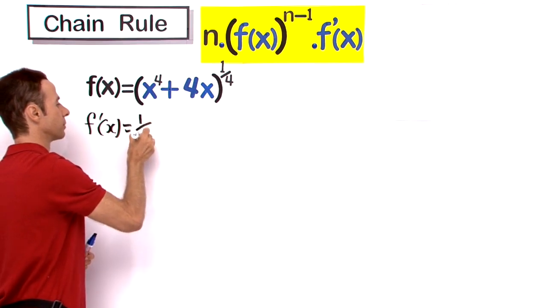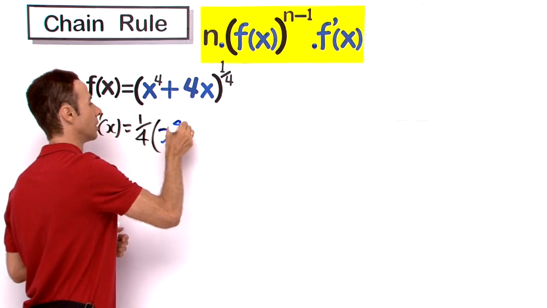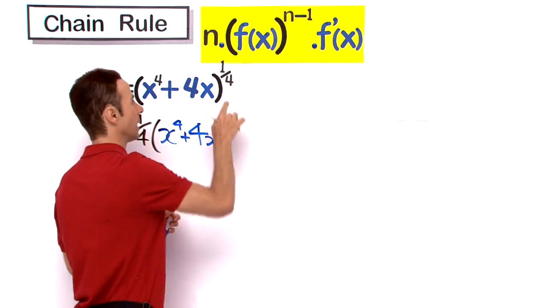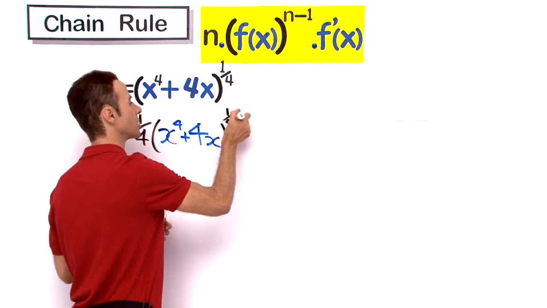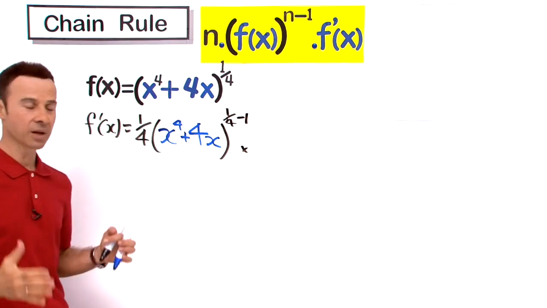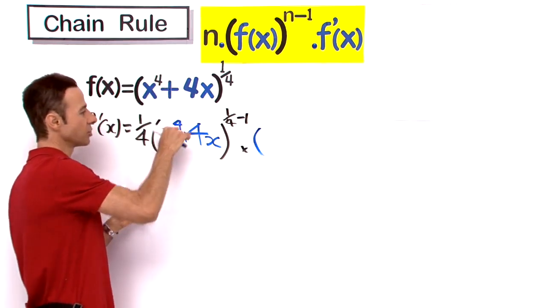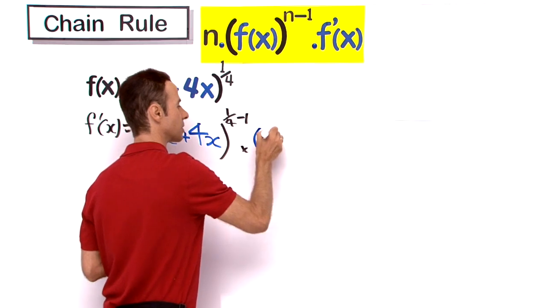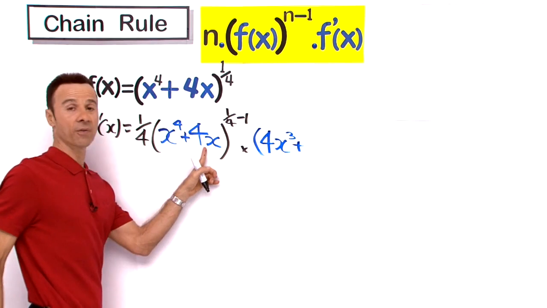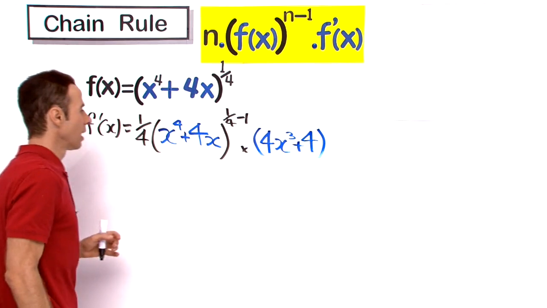1/4 to the front, brackets, and we've got x to the power of 4 plus 4x, close brackets, and that quarter, we simply subtract 1 from that. Now we multiply by the differential of the guts, the inside part. The differential of x to the power of 4 is 4x cubed, plus the differential of 4x, which is just 4. Close brackets.